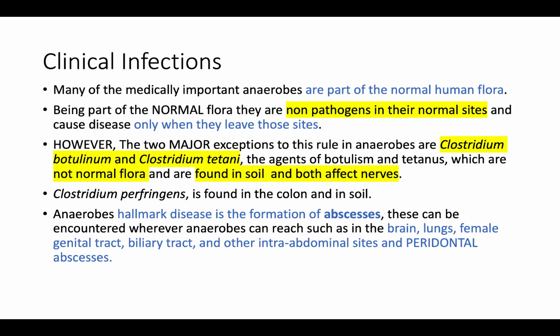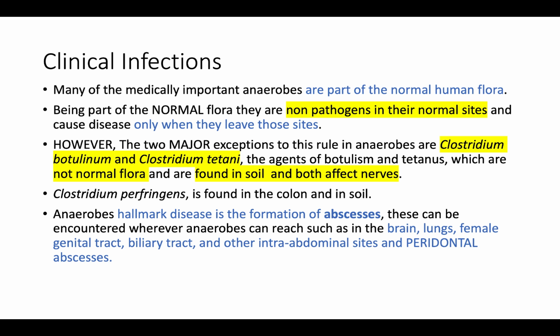Abscesses are usually polymicrobial, and the same story repeats. Facultative anaerobes come in, they destroy and devitalize the tissue, then the anaerobes come in. Now the tissue is devitalized, there is no oxygen, so they start to thrive and replicate more, and then the body tries to wall off this infection by forming an abscess. All of this is dead cells, dead neutrophils, dead bacteria, and that is usually the makeup of an abscess.